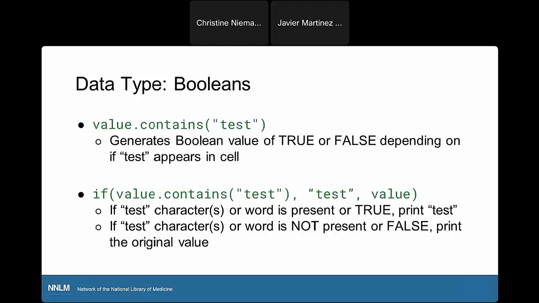after the first comma we have test, and this will be the value to return if it is true. So if the test character or word is present, it's true, we would print test. And if the test character or word is not present, that's the last argument or option in our parentheses. We're telling it if it's false to print the original value. We'll look at an example of this, which will hopefully help you understand. But I'm going to go back to OpenRefine now to look at that example.